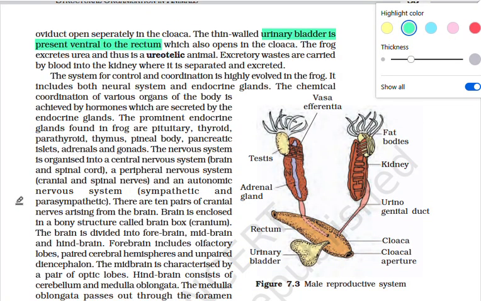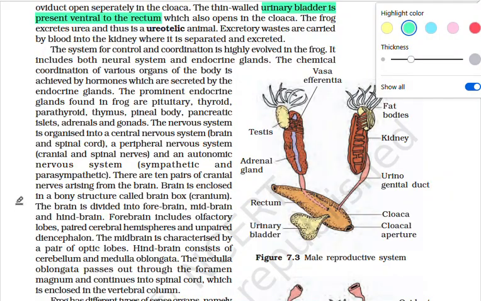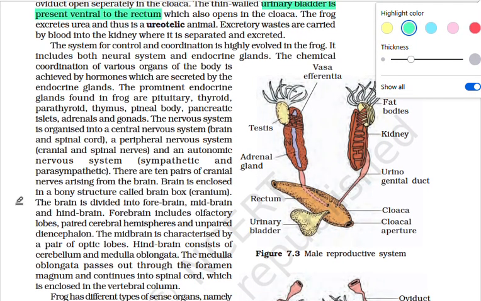The system for control and coordination is highly evolved in the frog. It includes both neural system and endocrine glands. The chemical coordination of various organs of the body is achieved by hormones which are secreted by endocrine glands. The prominent endocrine glands present in frog are pituitary, thyroid, parathyroid, thymus, pineal, pancreatic islets, adrenal, and gonads.